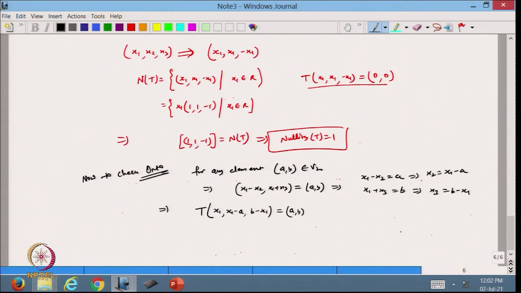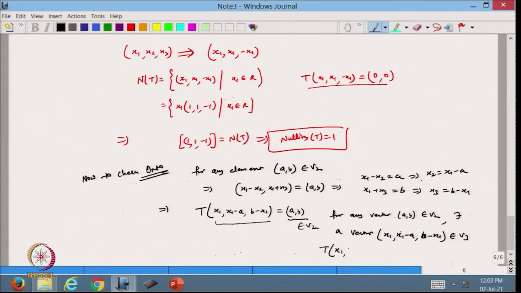It means for any vector belonging to V2, there is a vector in V3 such that T of that vector is equal to this one. So it implies that for any vector (a, b) belonging to V2, there exists at least one vector, that is (x1, x1 minus a, b minus x1), belonging to V3, such that T of (x1, x1 minus a, b minus x1) becomes (a, b). Now, you can choose any element from here.